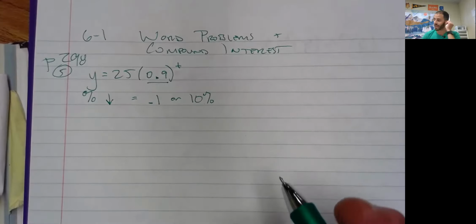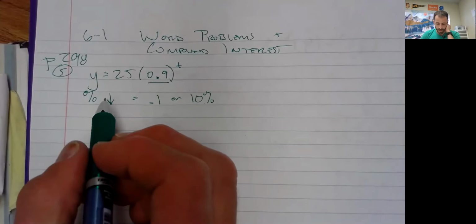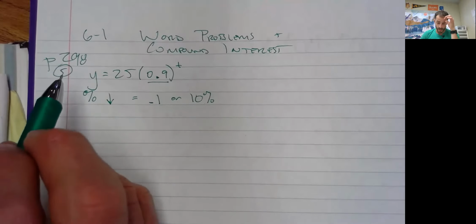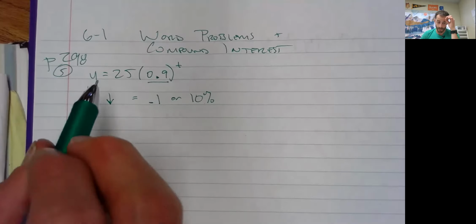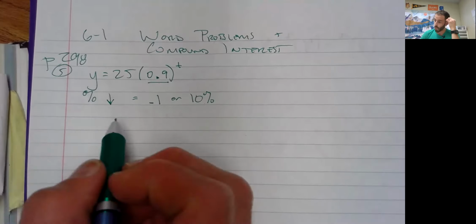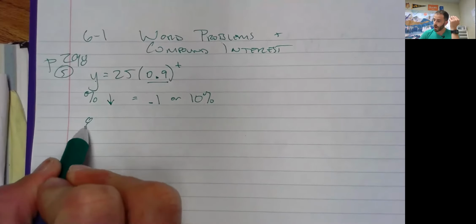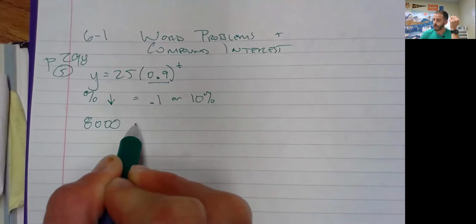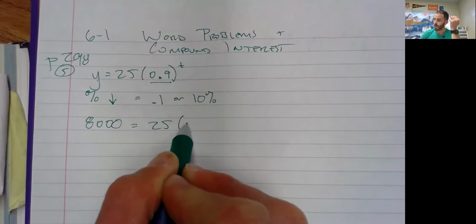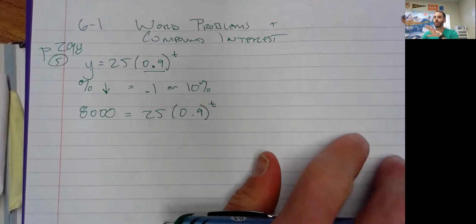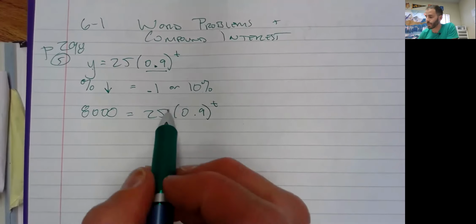Okay, and now we have to estimate when will the value of the car be $8,000. Now, I actually want to show you something that the book does not show you yet. Let's remember that Y is your value of the car. So we are actually trying to solve this equation, okay? The book doesn't get here yet. We're going to get to it soon.